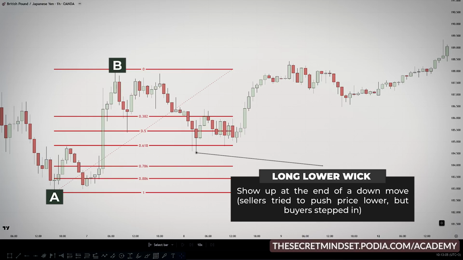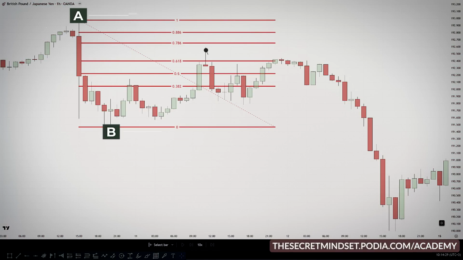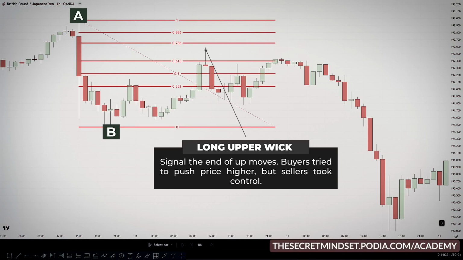Candles with a long lower wick show up at the end of a down move. This long wick shows that sellers tried to push price lower, but buyers stepped in and pushed it back up. When you see it at a Fibonacci support level, it might mean the down move is over. If you spot a candle with a long upper wick at a Fibonacci resistance level, pay close attention. They often signal the end of up moves. Buyers try to push price higher, but sellers take control.